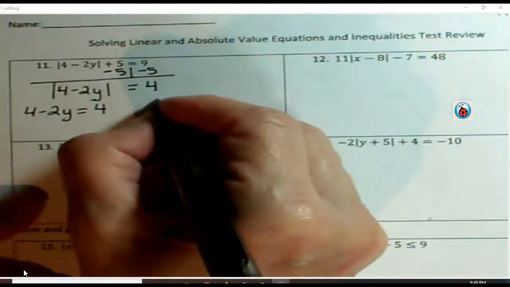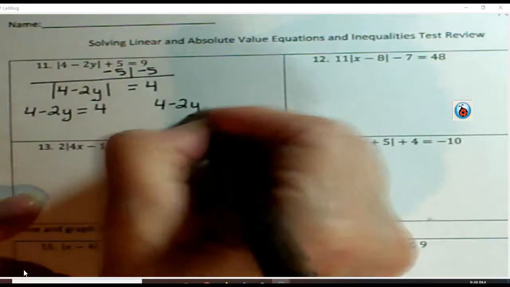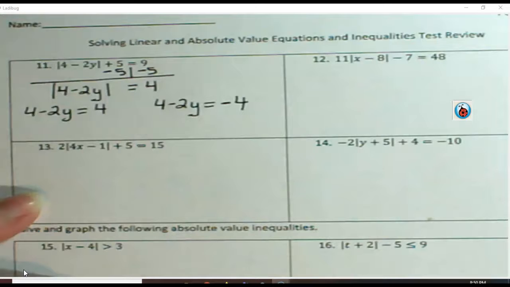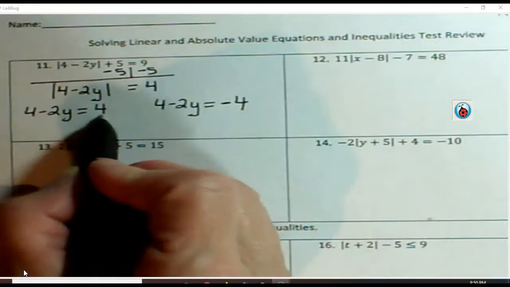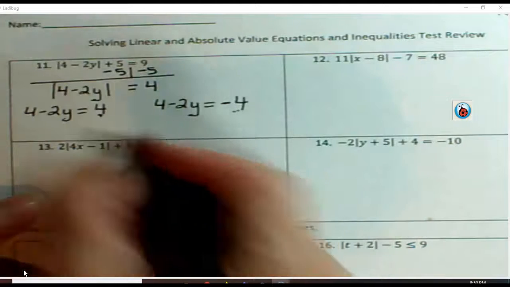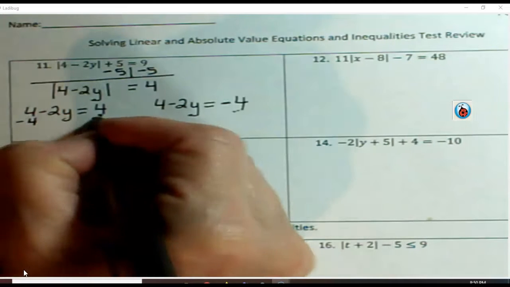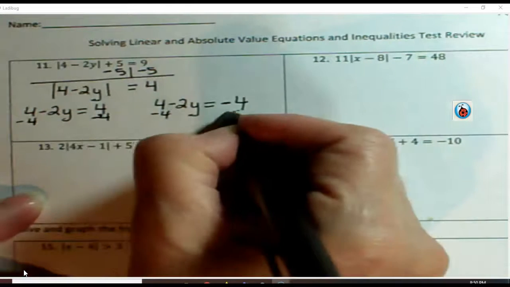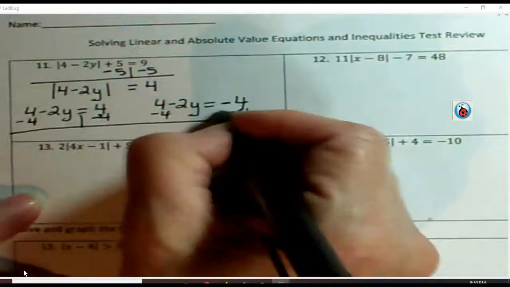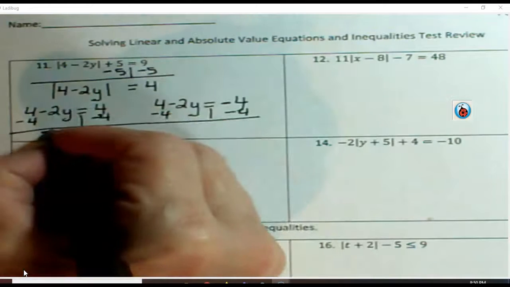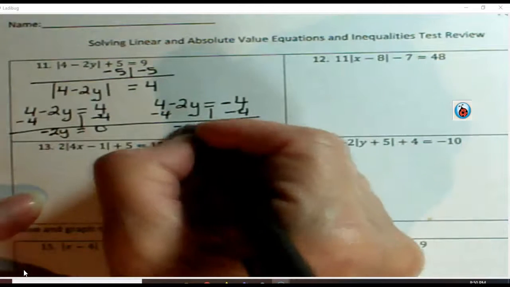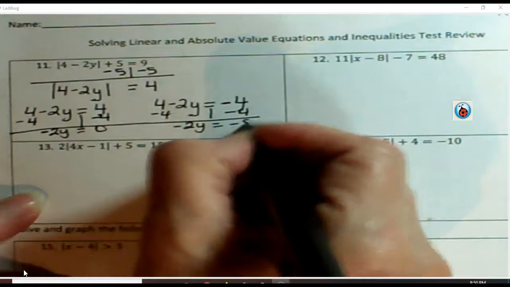Then you can take it out of the bars again, 4 minus 2y, equals, this next time over here, the opposite, or a negative 4. The only thing that should be different is this over here on the right side. One time it's positive, one time it's negative. Okay, so I'm going to subtract 4 from both sides. Again, you don't have to do them together. You can work them separately if this confuses you. Then you have a negative 2y. Over here is 0. Over here, negative 2y equals negative 8.